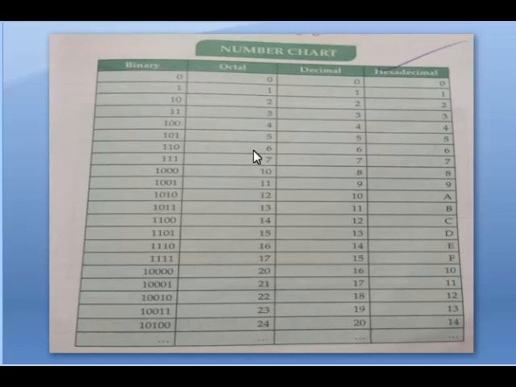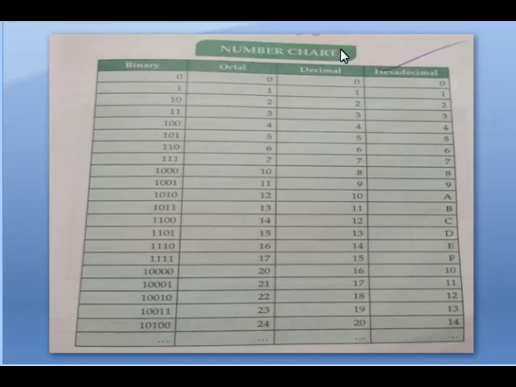Then binary numbers: 0, 1, 1, 0, 1, 1. 0, 1 means 0, 0, 0, 1, 1, 0, 1, 1, 1, 0, 0, like this it will go. Then hexadecimal numbers 0 to 9. Then A, B, C, D, E, F. The next number is 10 to 14 it will go. Okay? So after 14 it is 1A, 1B, 1C, 1D, like this it will go. Okay? So this is the number chart.